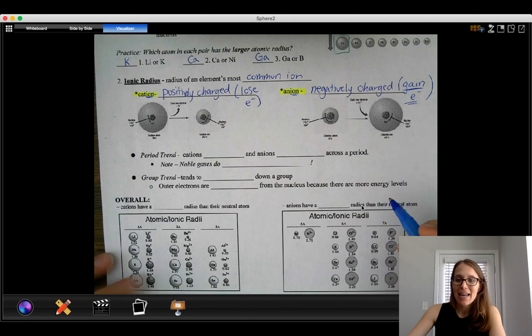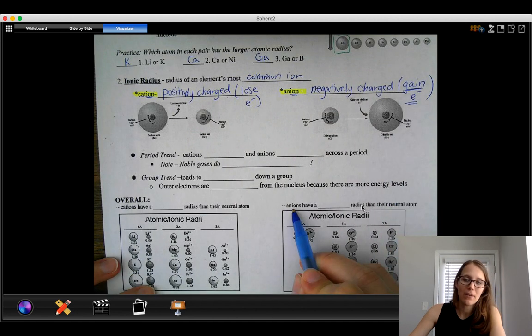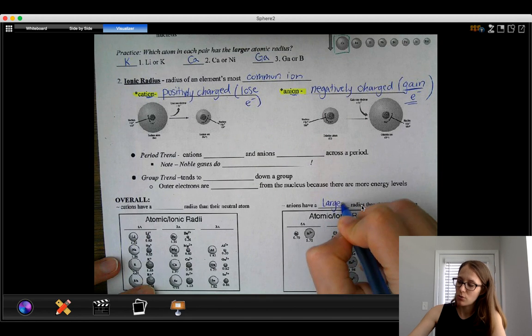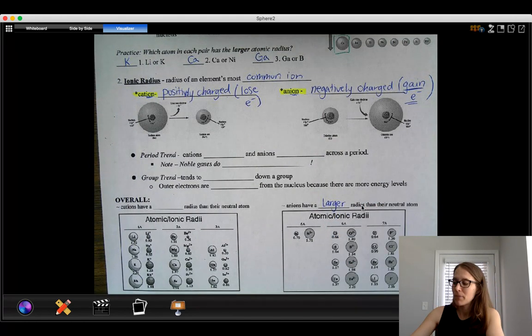If my atom gains electrons to become an anion, then it's going to have a larger radius than its neutral atom. So if you look at something like sulfur, that's how big sulfur is. If sulfur gains 2 electrons, now it has extra electrons in the cloud, it's now larger.